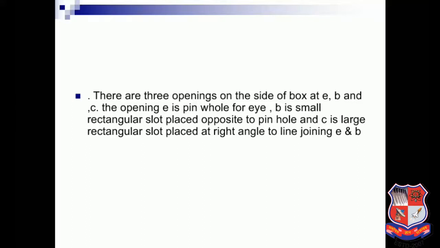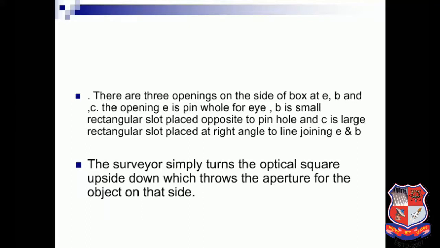There are three openings on the sides of the box: E, B, and C. The opening E is a pinhole, B is a small rectangular slot placed opposite to the pinhole, and C is a large rectangular slot placed at right angles to the line of sight. The surveyor simply turns the optical square upside down and looks through the aperture from the object on the other side.